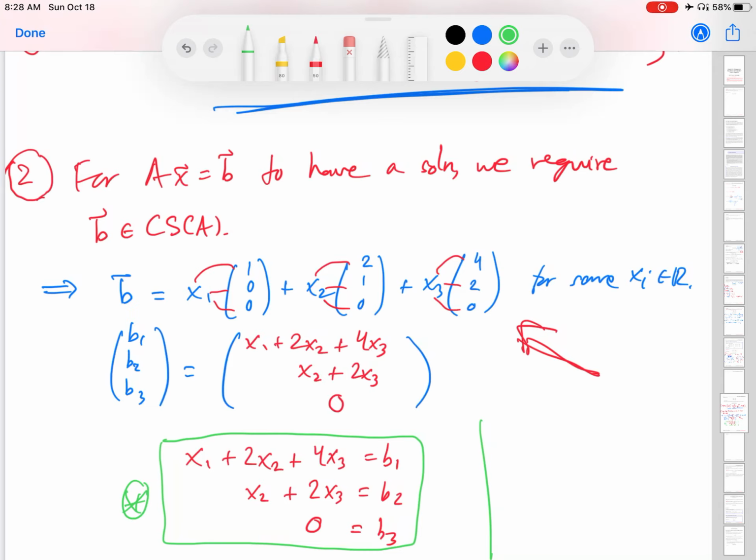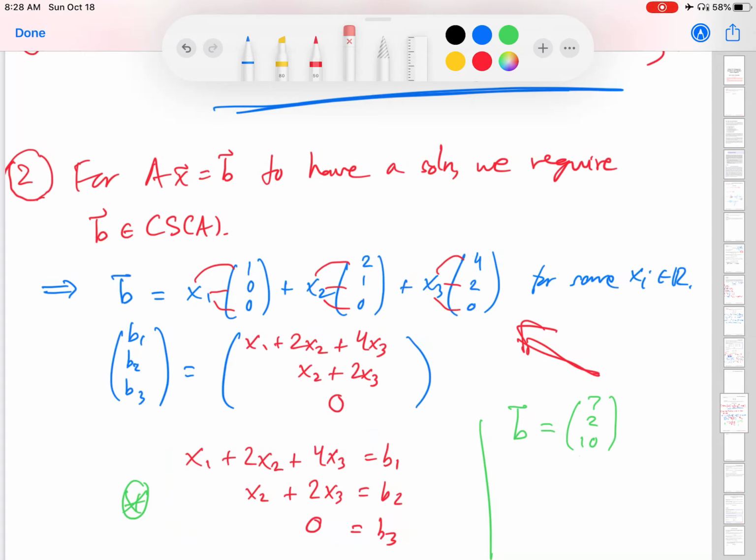So to give you an example, what if I asked you, does this system have a solution for b equals 7, 2, and 10? Okay, the answer would be no, because this condition down here would be violated, right? This condition says that the third component of the vector b must be equal to 0, and this third component is 10. So you can already tell it is not going to have a solution. So that's just one way that you can use what we're doing to help you answer questions that we haven't really been able to ponder before. For what b does Ax equals b have a solution?